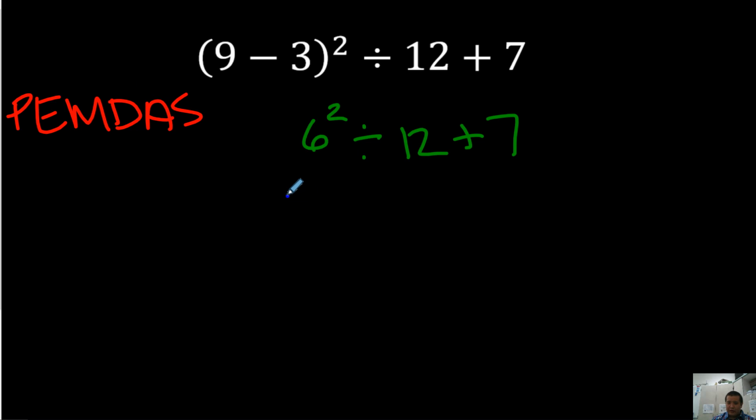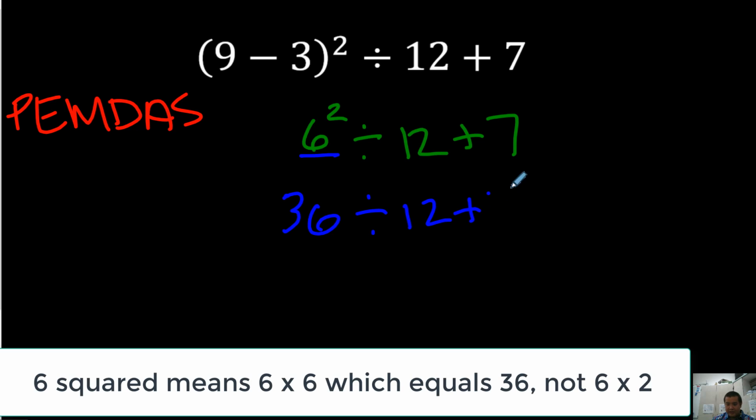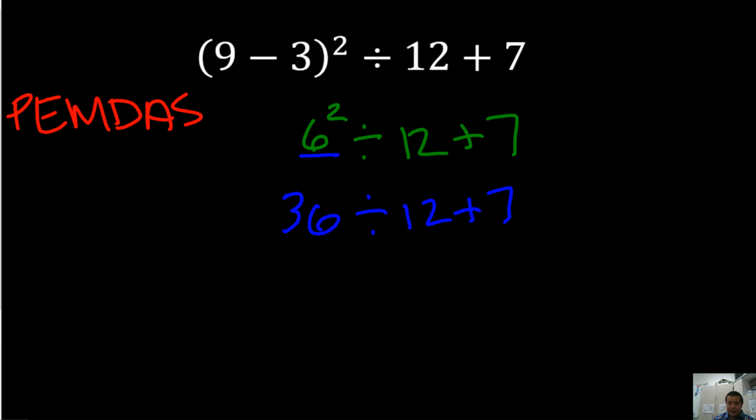So we're going to do this part right here. So it's 36 divided by 12 plus 7. The next one that we're going to do is division because division happens before addition. So we got 36 divided by 12, which is 3. We have the plus 7 at the end. And what we did was this part right here. And finally, our last step is 3 plus 7, which gets us our final answer of 10.